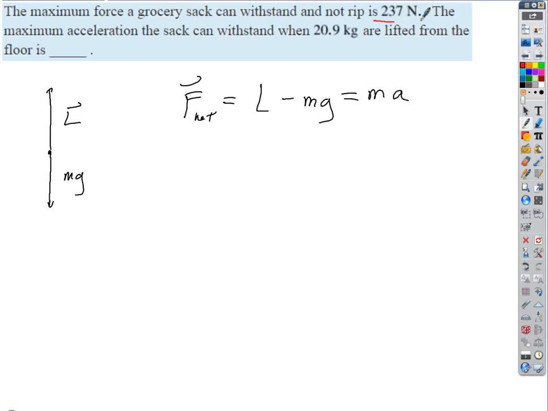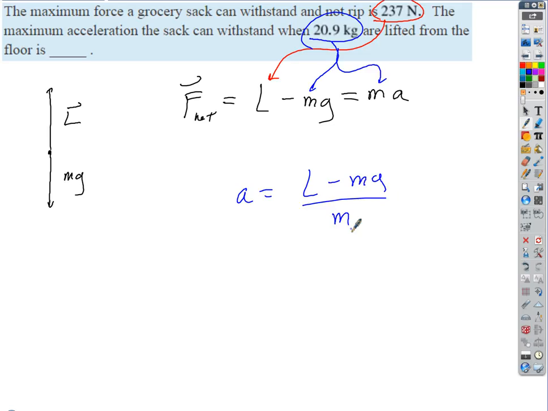What does L stand for? Lifting force. We know the mass of the loaded sack is 20.9 kilograms, so that goes there. And g is a constant. So what do we do? Just divide both sides by m, and we get a equals L minus mg over m, and I just plug in numbers.